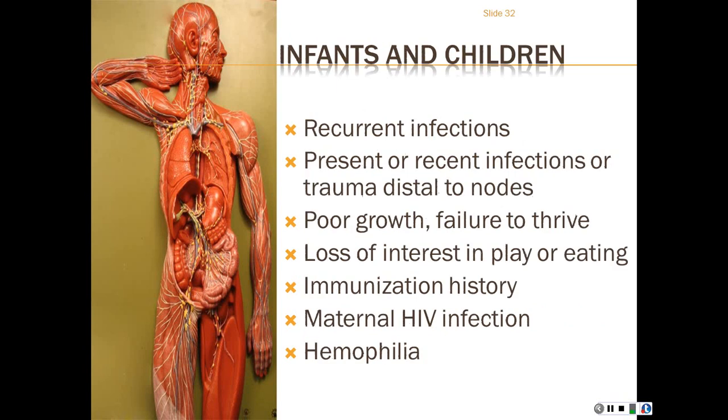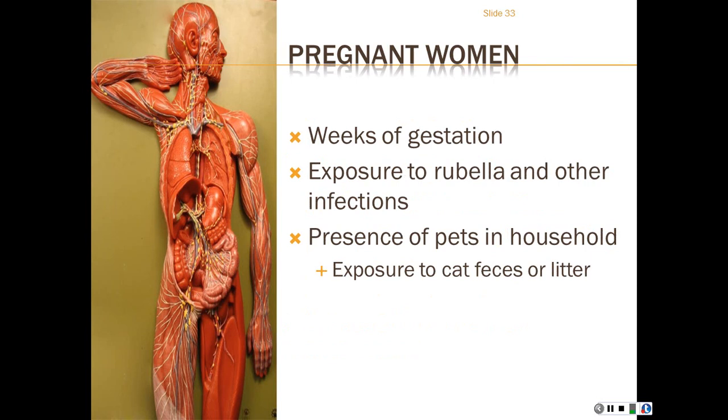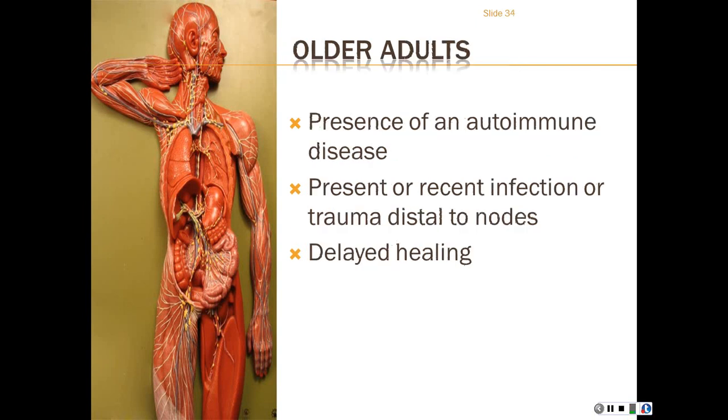Infants: look at present or recurrent infections, trauma distal to nodes, poor growth, failure to thrive, loss of interest in play and eating, immunizations, maternal HIV infection, or hemophilia. Pregnant women: ask the weeks of gestation, exposure to rubella and other infections, and the presence of pets in the household, because you don't want them around. You don't want cat scratch issues, or them dealing with cat feces.